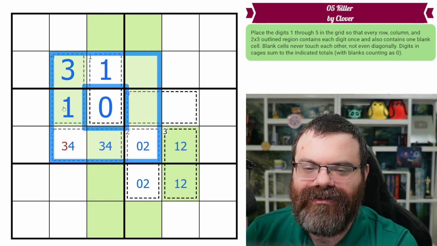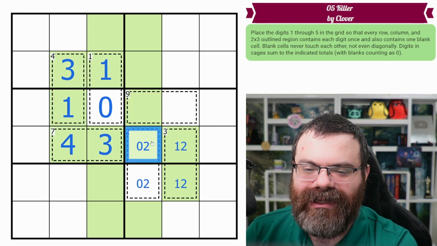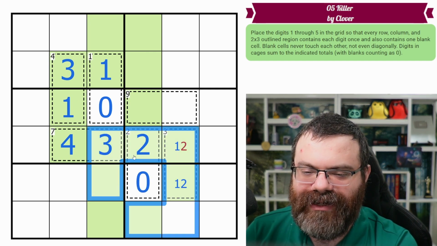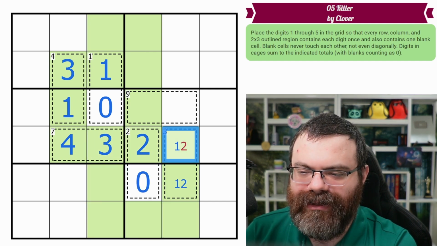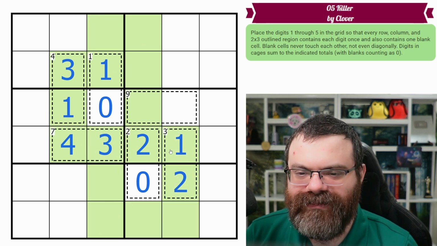Now that this is a 0, we can green everything around it. We can also finish this 4 and 3. This is now green, so that's not a 0. That's 2. That's 0. Let's green around the 2 before we forget. That's 1 and that's 2. All right, cool. We're finding our blanks.